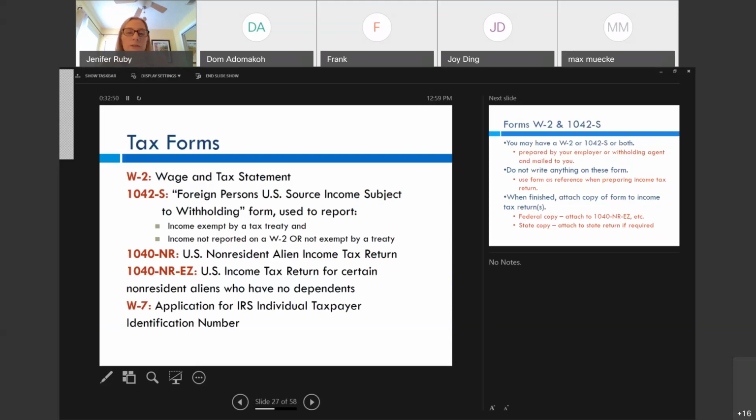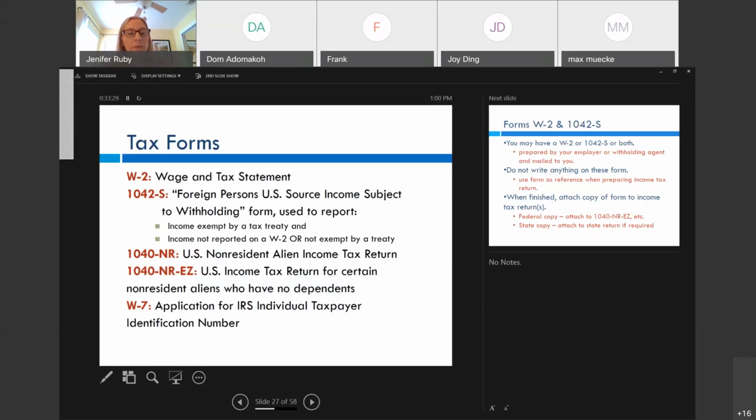So that's going to be used if you had income being a scholarship or maybe even earnings. So if you worked on campus and you have a tax treaty that applies toward earnings from employment, you would also get a 1042S. And then it's also used if you had a taxable scholarship. So again, income not reported on the W-2, because remember the W-2 is for wages. And then also whether or not you had a tax treaty.